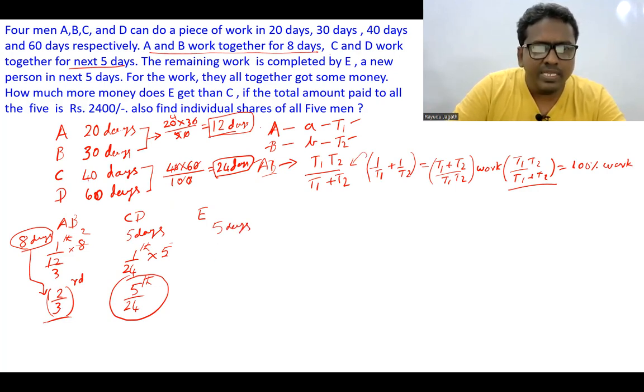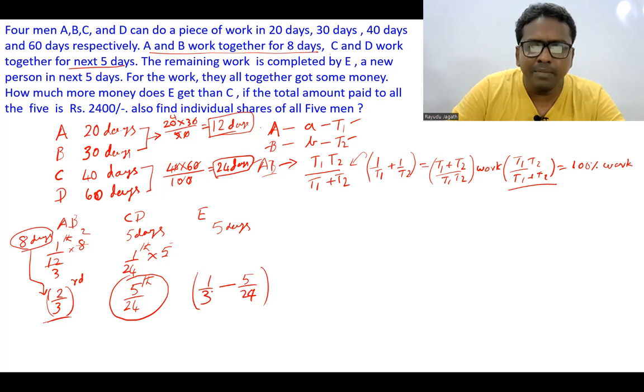So if we observe, 2 by 3rd of the work is done by AB. So the remaining portion is 1 by 3 of the work, and 5 by 24th of the work is done by CD combination. Therefore, the rest of the work will be done by E in 5 days. So 1 by 3 minus 5 by 24.